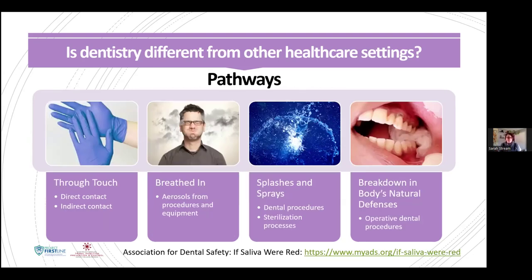Pathways in the dental setting are also very common to other healthcare settings. So there are 4 different pathways we're going to talk about. The first pathway is through touch, and this could be either direct contact or indirect contact with blood, other potentially infectious materials, a contaminated surface, a contaminated instrument. There are just a lot of different ways that we can transmit those germs through touch.